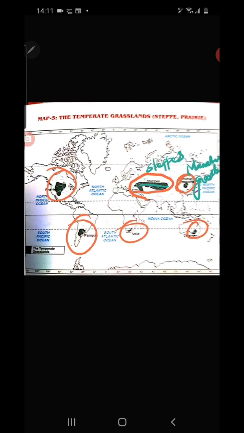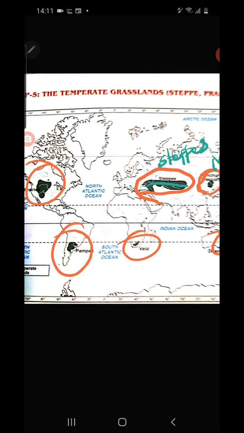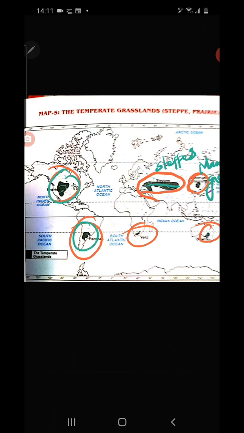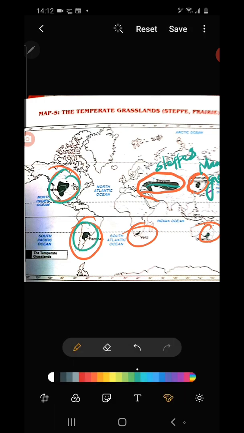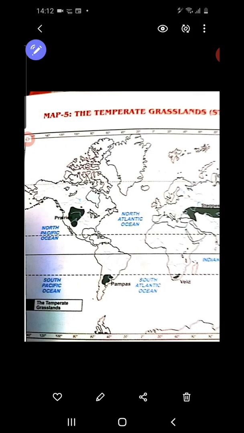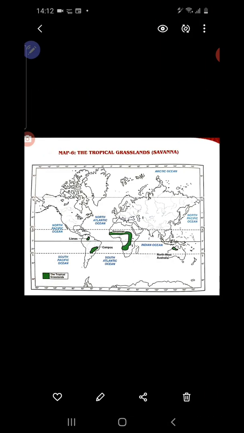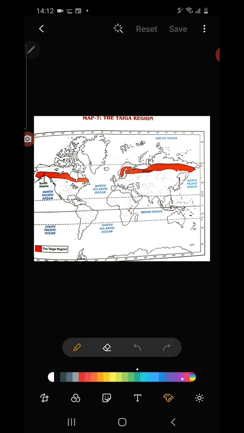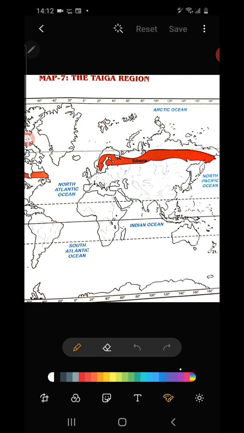Then we discuss the temperate grasslands of North America, then South America. So in this area we find the temperate grasslands. Let's see the next one. Tropical grassland we already discussed, that is savanna grassland. Then comes the taiga region. Taiga region comes under the cool temperate zone, which is a very cold region. Here you can see the taiga region in the northern hemisphere.